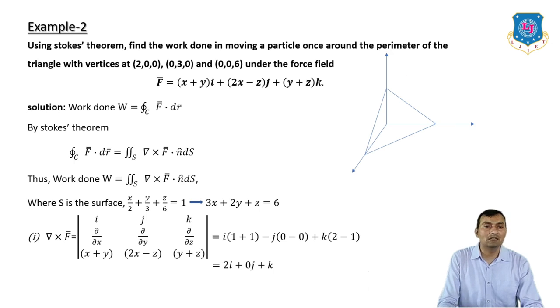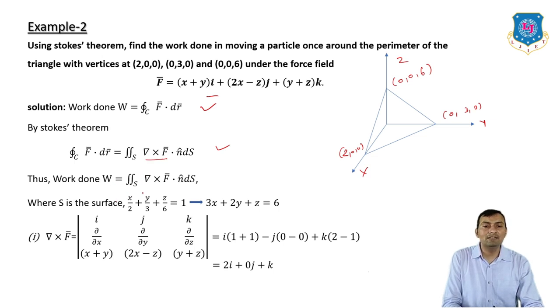Now let us see another example: find the work done in moving a particle once around the perimeter of the triangle with the vertices at 2, 0, 0 along the x-axis, 0, 3, 0 along the y-axis, and along the z-axis we have the point 0, 0, 6. And the force field is also given. We want to find out the work done, so this is the formula. By using Stokes theorem, we can use this one.